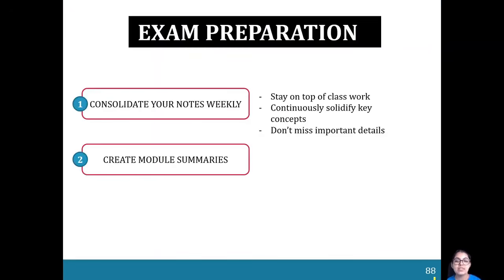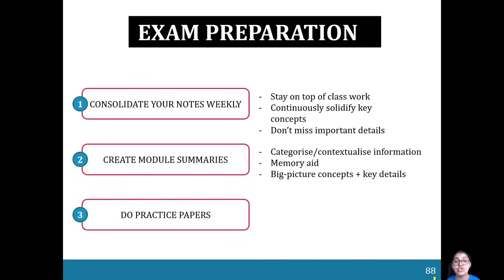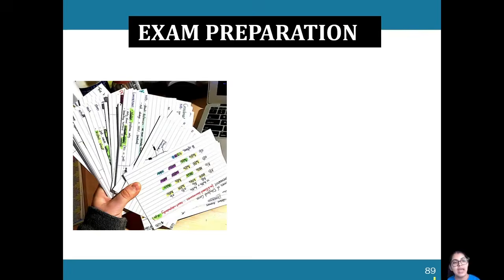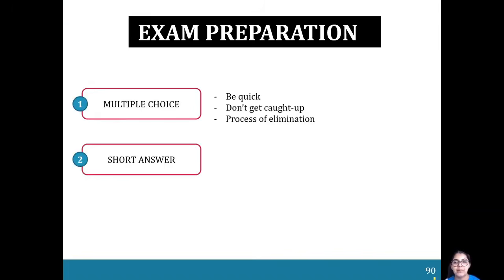And exam prep: consolidate your notes, really important. Don't get behind on them. Create module summaries, that can be super helpful. I personally found mind maps to be really helpful. And do practice papers, even if at the beginning it's just a couple of questions. Do it. Mind maps and palm cards are really helpful. I personally found mind maps really good because they helped really connect things together.